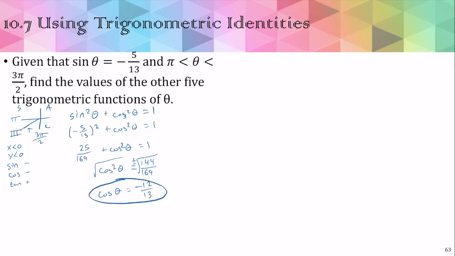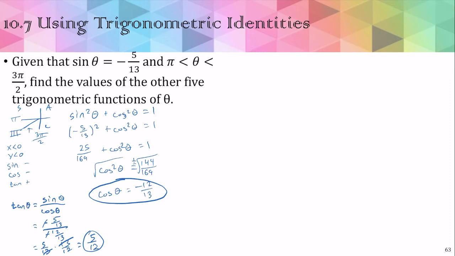Well, now we could find tangent, maybe. Tangent is sine over cosine. So sine is negative 5 over 13. Cosine is negative 12 over 13. The negatives cancel, and then we divide by multiplying by the reciprocal, and the 13s cancel out, leaving 5 over 12.